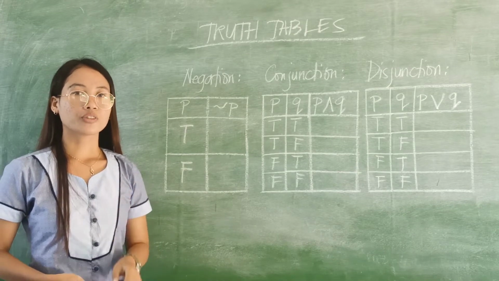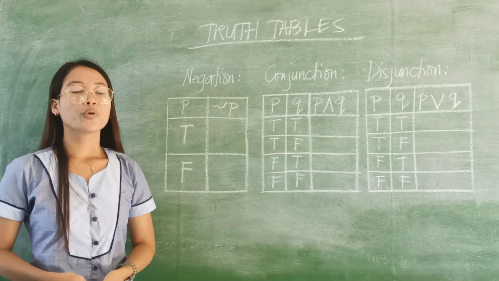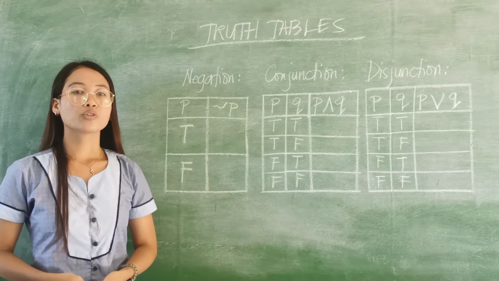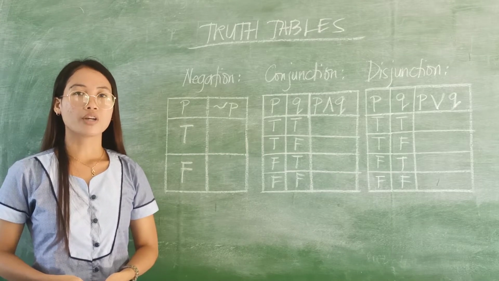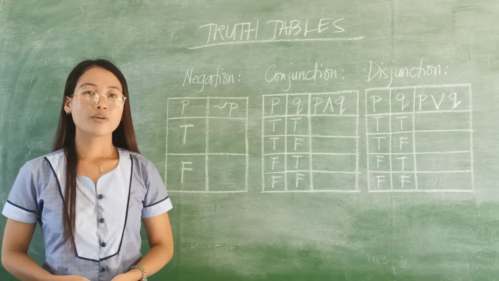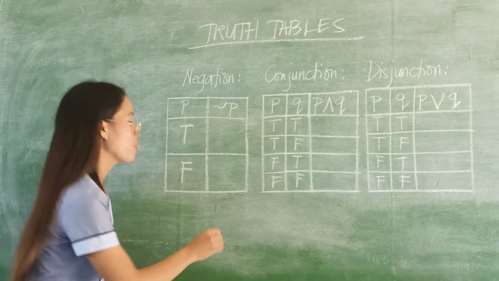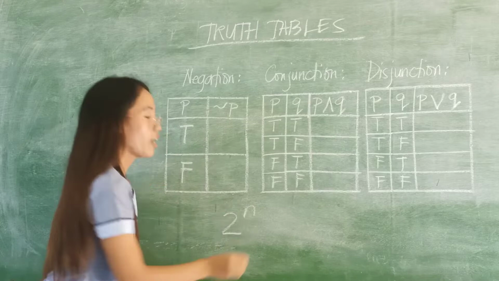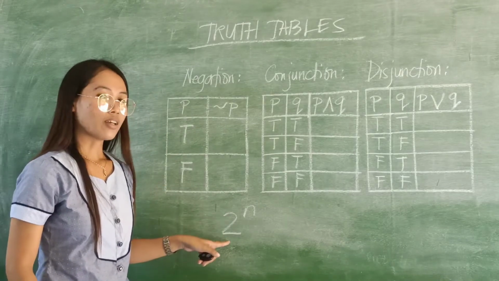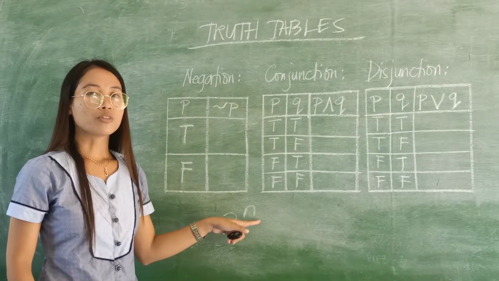How to construct a truth table? First, we have to consider how many rows we are going to make using the variables. In getting the number of rows, we use this formula, 2 to the power of n, where 2 is constant and n is the number of variables.